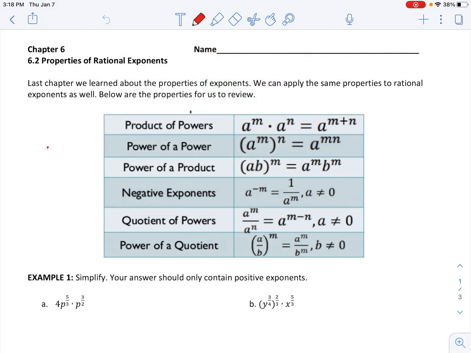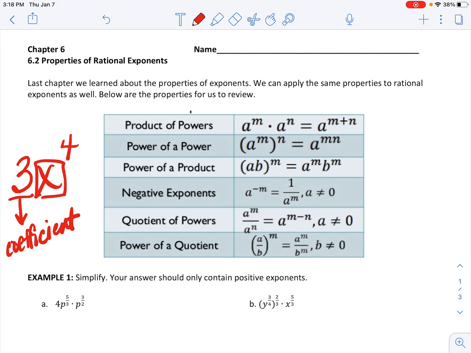So, we have a number. Okay, let's try this again. If we've got 3x to the fourth, I want to make sure we know 3 is not the base, it is the coefficient. X is the base, and 4 is the exponent.